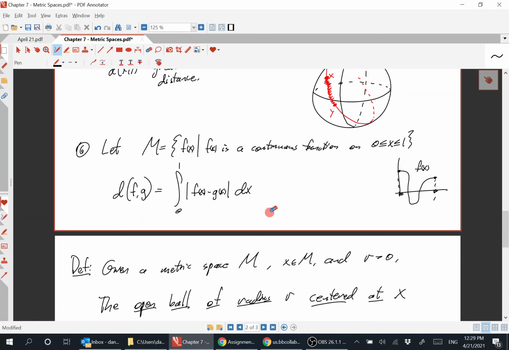Then there are other ones. There's L2, or rather Lp, which is the same set, where the distance from f to g is the integral from 0 to 1 of, how does it go?